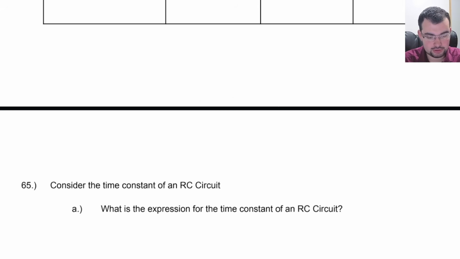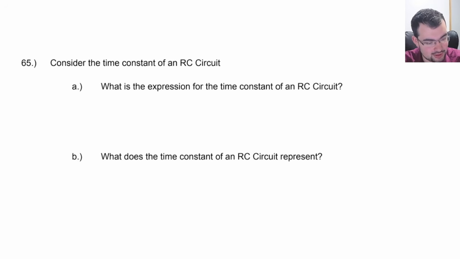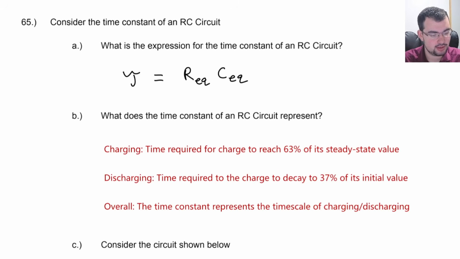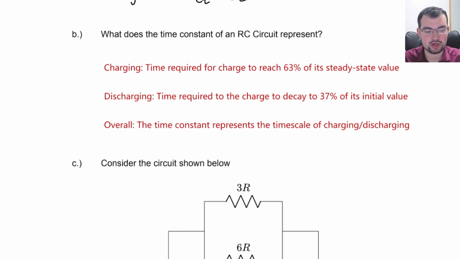All right, home stretch. Now we're just going to do some time constant shenanigans. What's the expression for the time constant of an RC circuit? Well, for an RC circuit, tau is just equal to RC, as long as we take the equivalent resistance. So what does this represent? It really represents how long it takes for stuff to happen. If you're charging, it's the time required to get to 63% of your final value. But if you're discharging, it's the time required to decay by 63% of your original value. So that's why sometimes you see 63, sometimes you see 37. Basically, after one time constant, you're 63% done with the process.